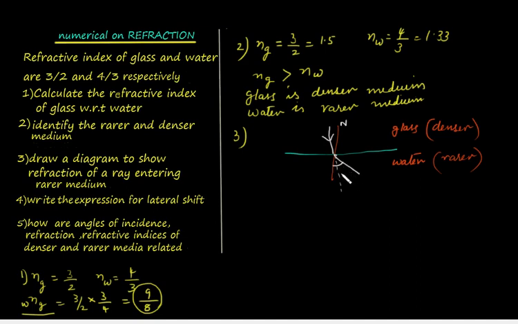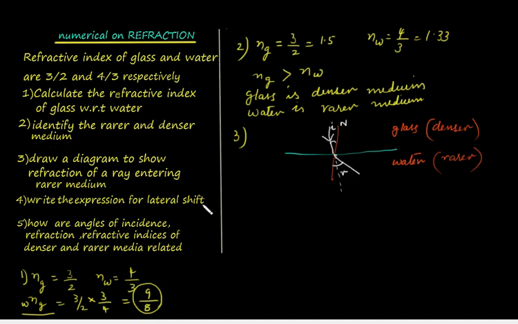So this is angle of refraction and this is angle of incidence. This one is angle of incidence. So we find here in the denser medium, the angle of incidence is less. In the rarer medium, angle of refraction is more. So that much about the third question.